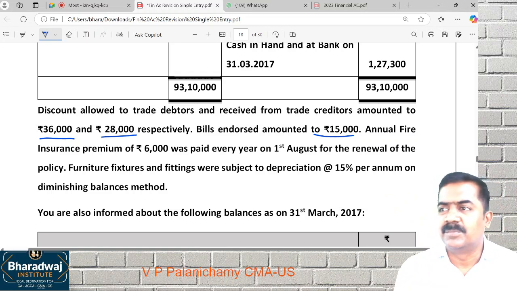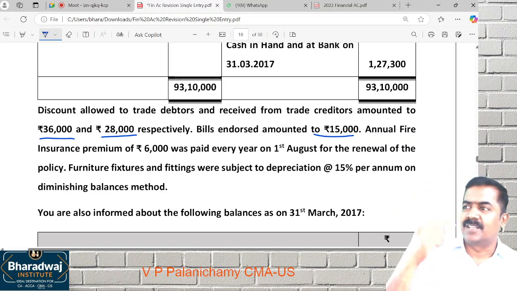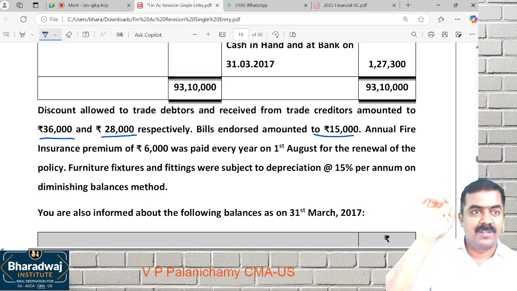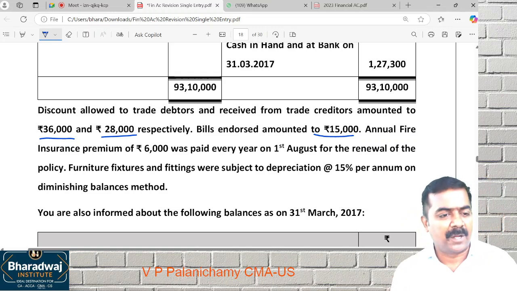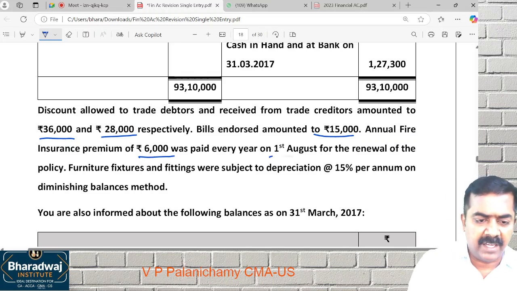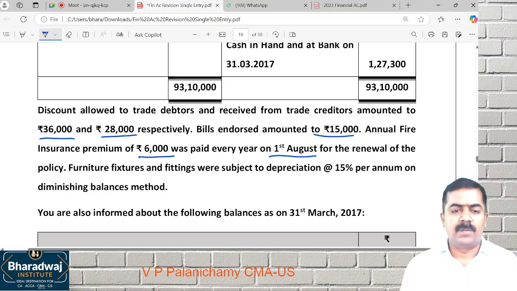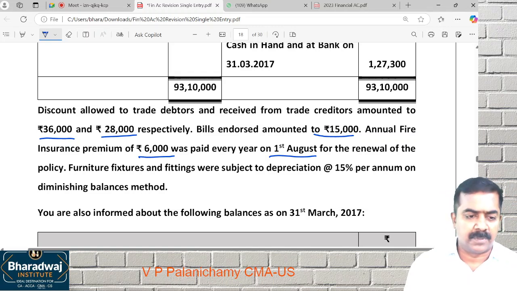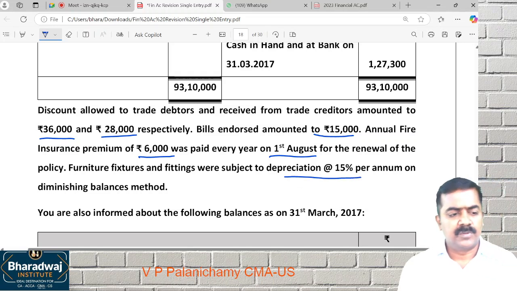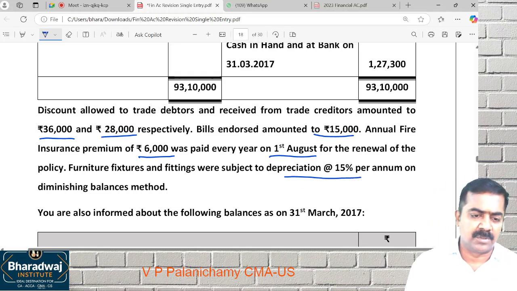What have we done to creditors? It means we have endorsed bills. Creditors account debit to bills receivable account. Bills endorsed to creditors. Do you remember the journal entry? Creditors account debit to bills receivable account. Annual fire insurance premium, how much is paid? 6,000 is paid on 1st August as a renewal policy. For this, prepaid insurance has to be worked out here. Then furniture and fixtures depreciation is how much? 15% on the diminishing balance method is given.